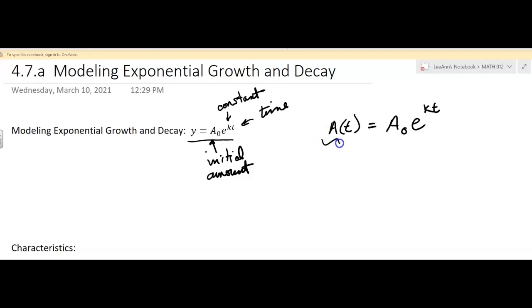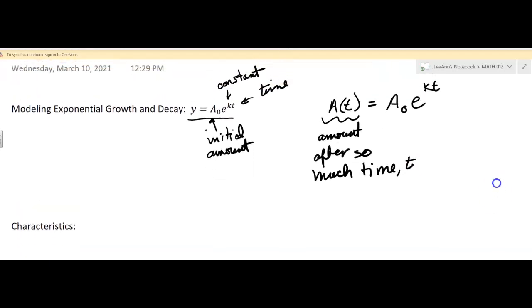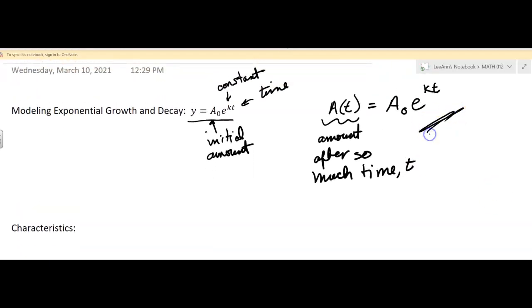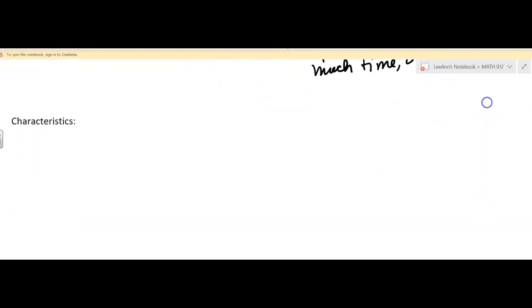So when we talk about A of t here, it's how much you have, so it's the amount after so much time. And that time is represented by t. Okay. So you can see this is an exponential function. It's got a base e, and then it's got that A naught in front of it. That's going to be a number, right? A constant.